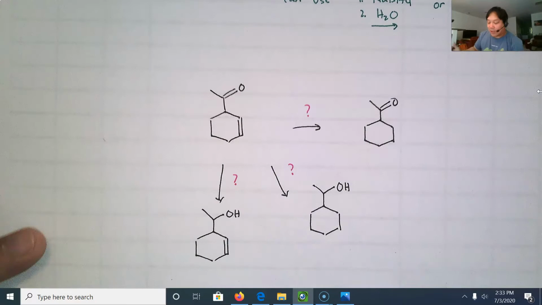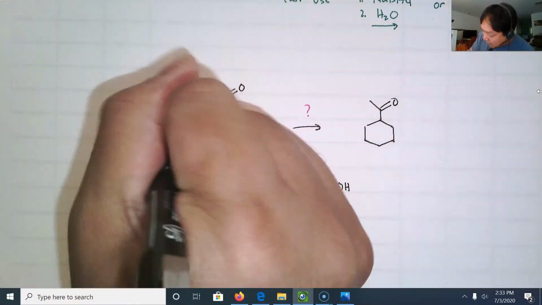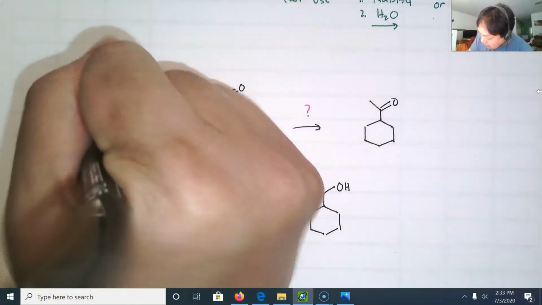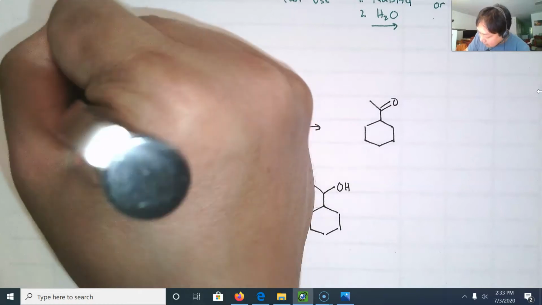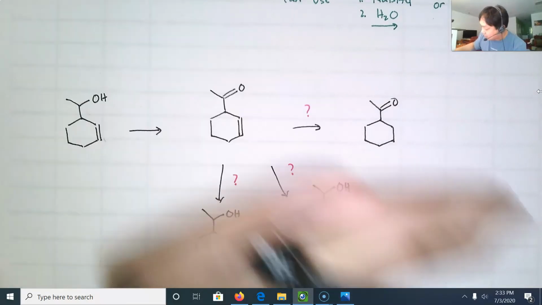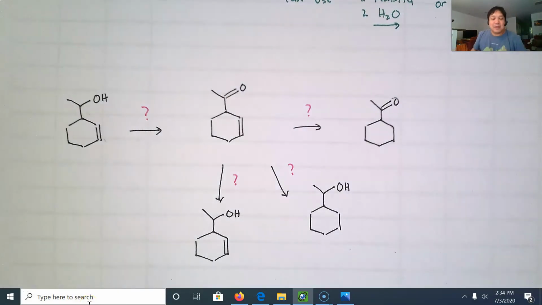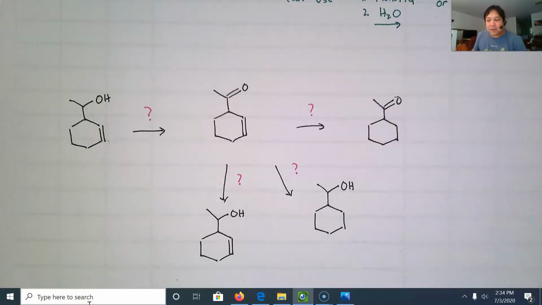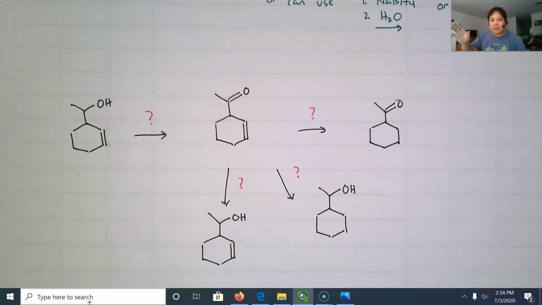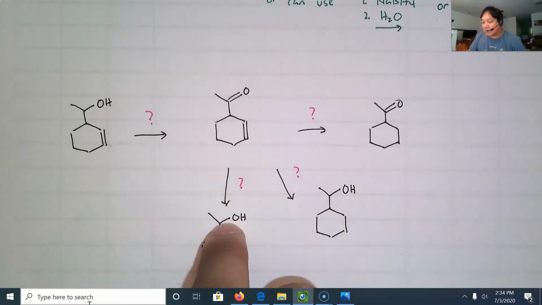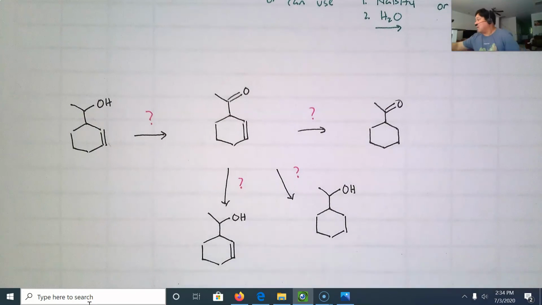Another arrow that you may want to try is, how do I make this from the alcohol? Go ahead and do that at home. All the information you need to fill in these pink arrows is in this video in these 1, 2, 3, 4, 5 reactions. All right, good luck.